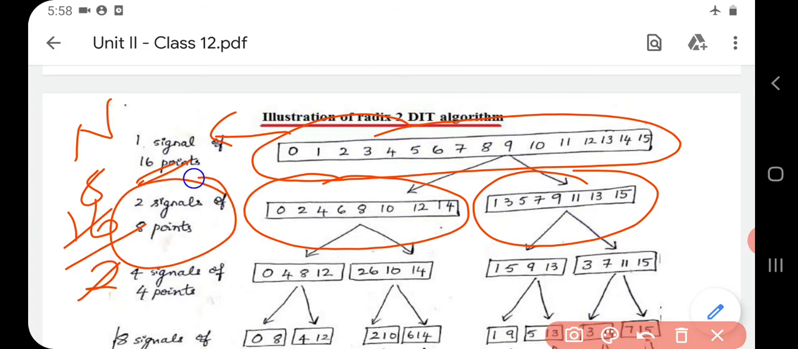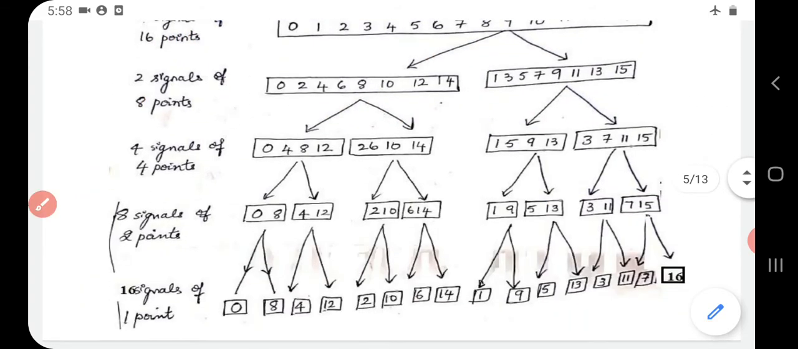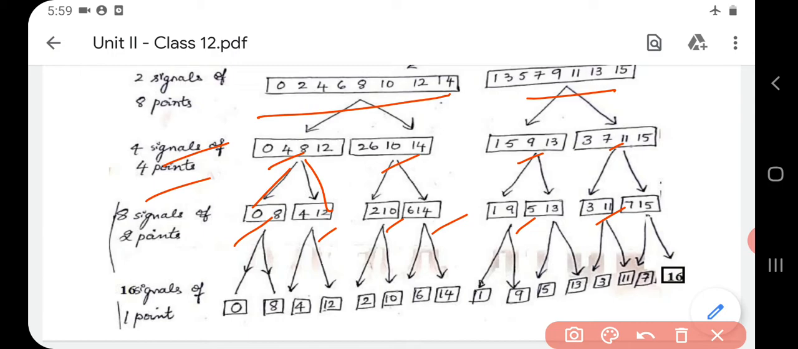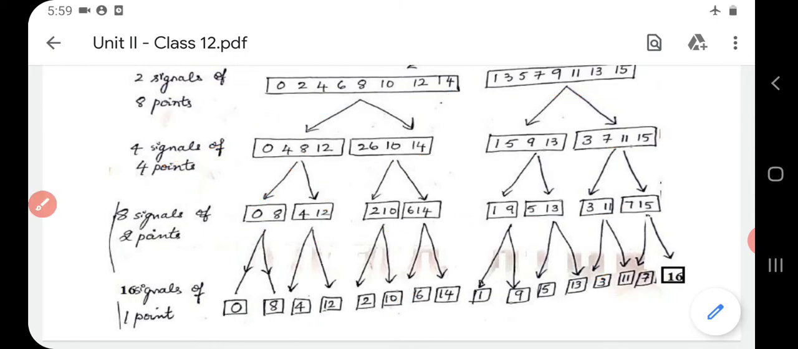So you have two signals of 8 points, that is 0, 2, 4, 6, 8, 10, 12, 14, the even components. This is 1, 3, 5, 7, etc., the odd components. Again you are splitting those 8 point sequences each into n by 2, so that will be 4 signals of 4 points, like this. Again you are splitting this 4 point into n by 2, so that will be 8 signals of 2 points. Again you are dividing that into 16 signals of 1 point. This is how the technique behind DIT is illustrated.